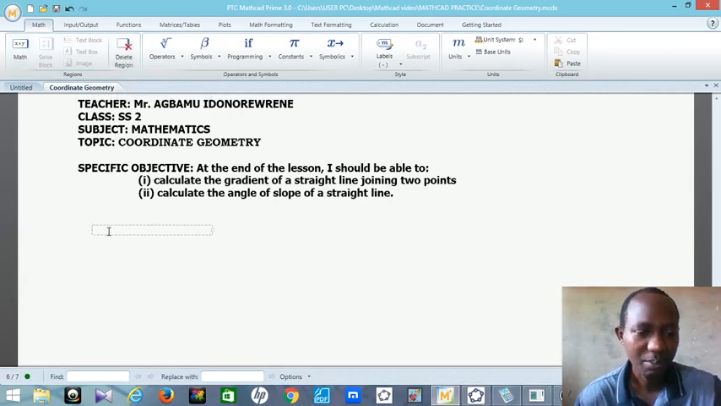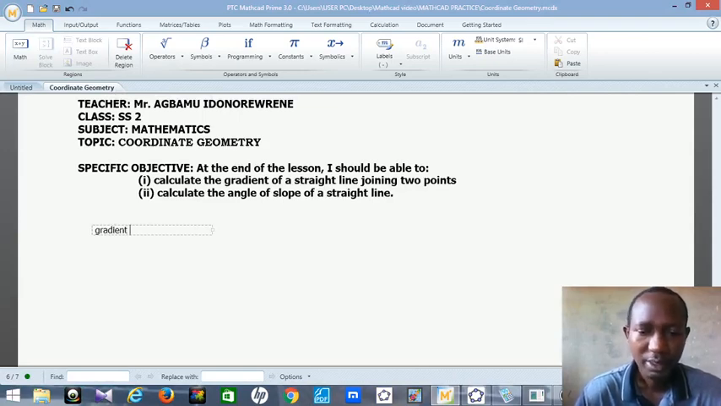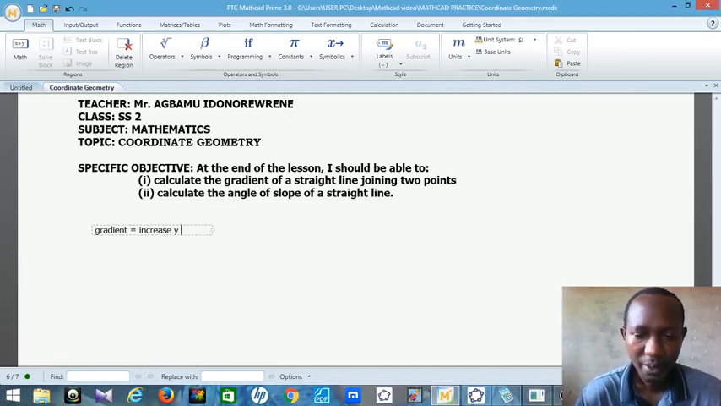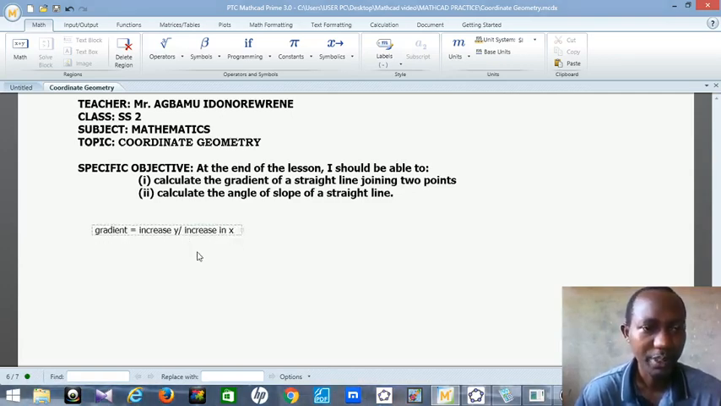A gradient is simply increase in y. This is a simple way we use in defining it. Increase in y divided by increase in x. So this is just a simple way to define gradient.